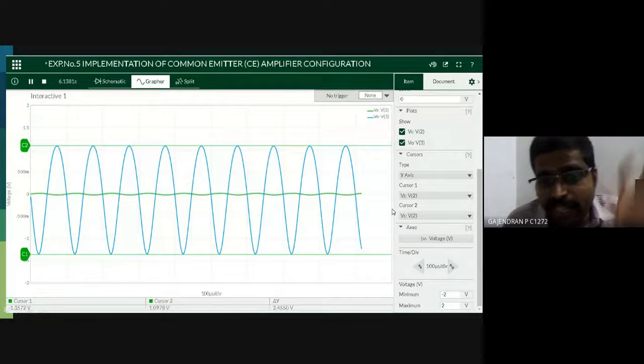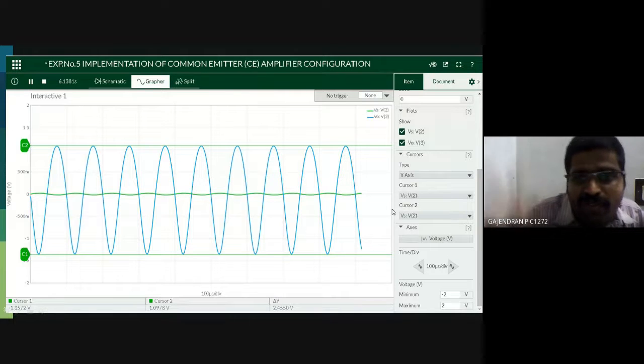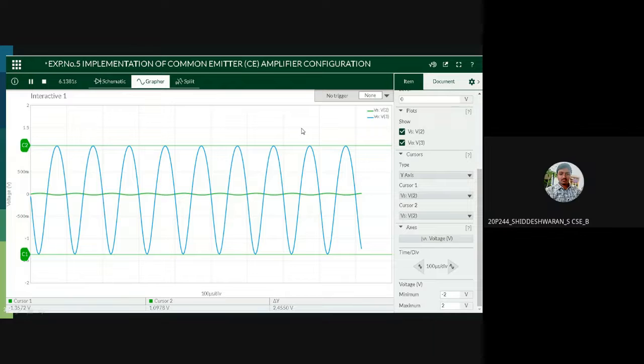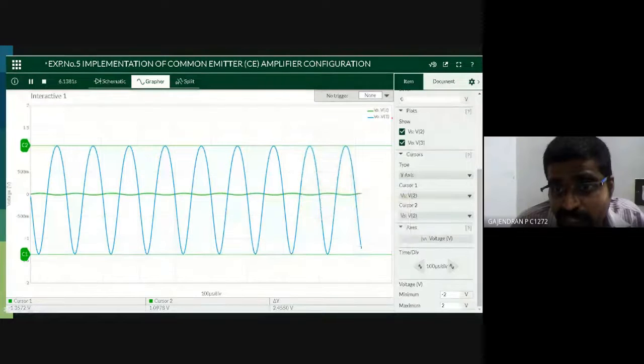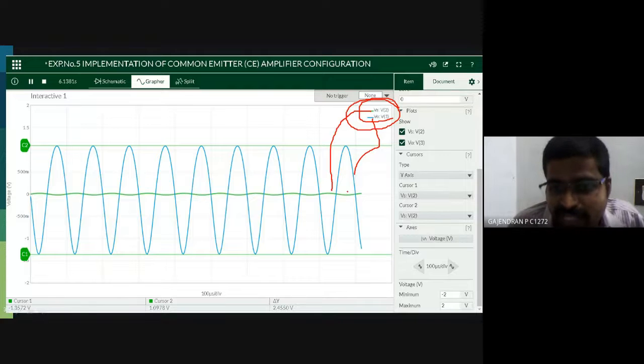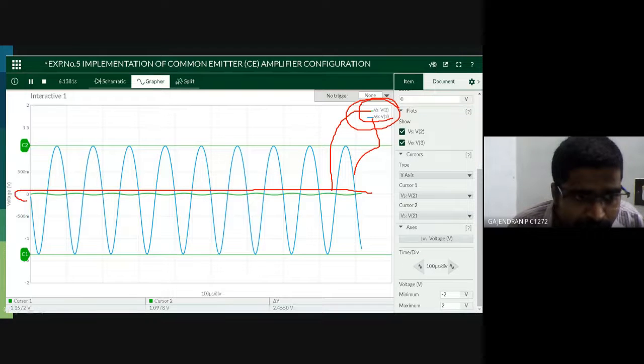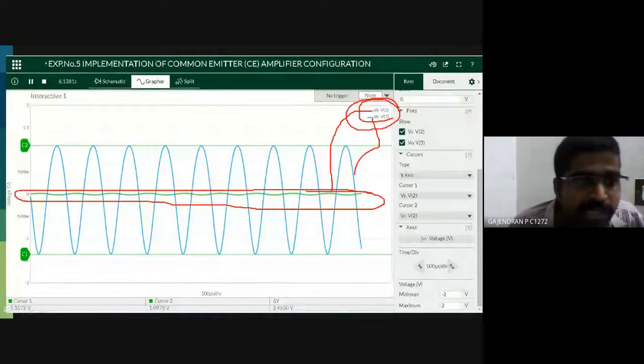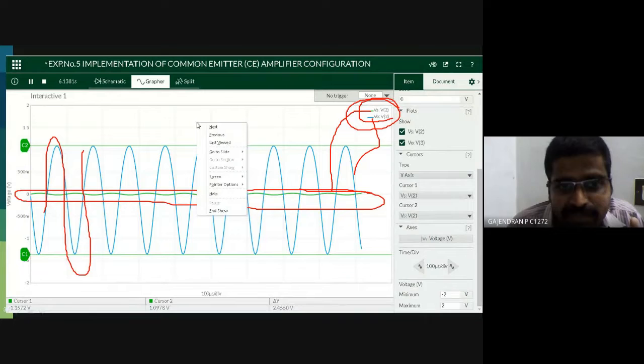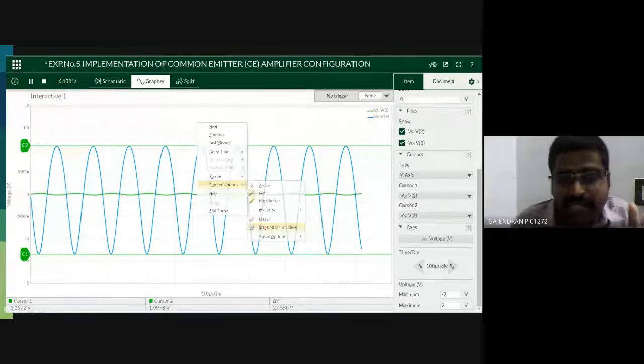Can anyone tell me what is your blue color waveform? What is your green color waveform? Blue color is output, sir. Green color is input. Input is low magnitude. Output is amplified. Am I correct, sir? Yes, sir.